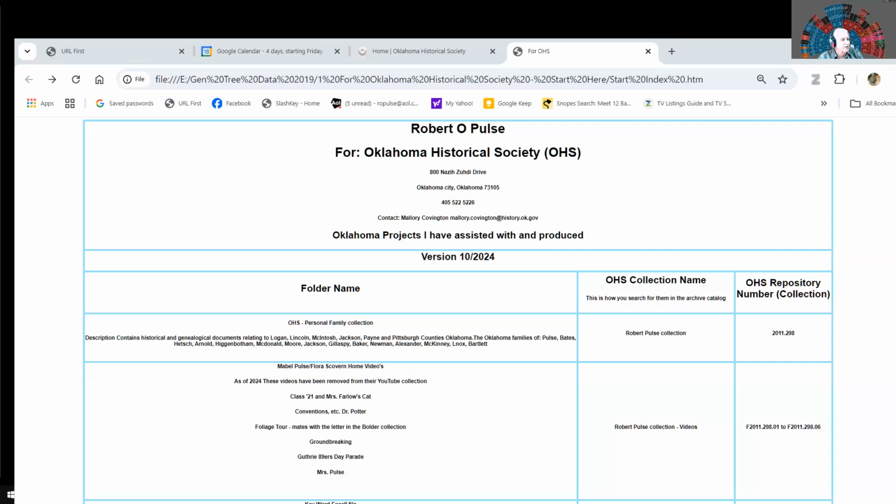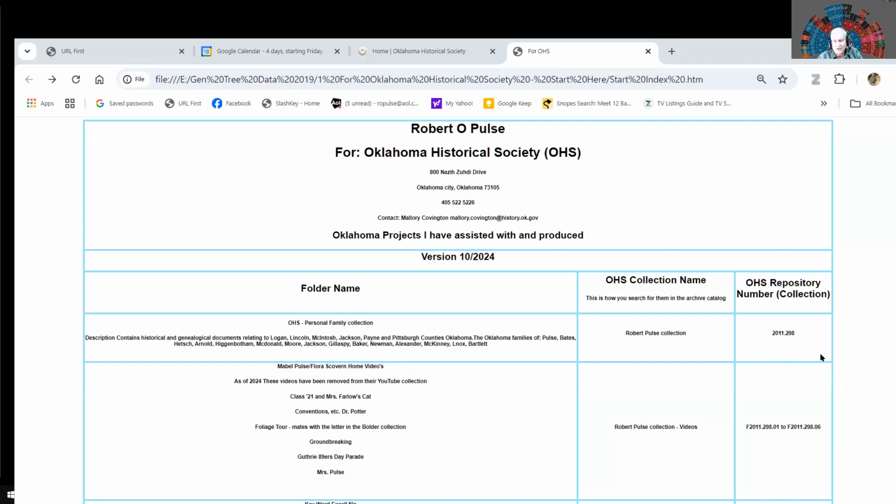So today's objective is to show you how to use the Oklahoma History Society to search for collections if you have the collection number, but also if you don't have the collection number. And in addition to that, I decided to show you how to search for the library using basically the same terms that I'm using for the collection number.